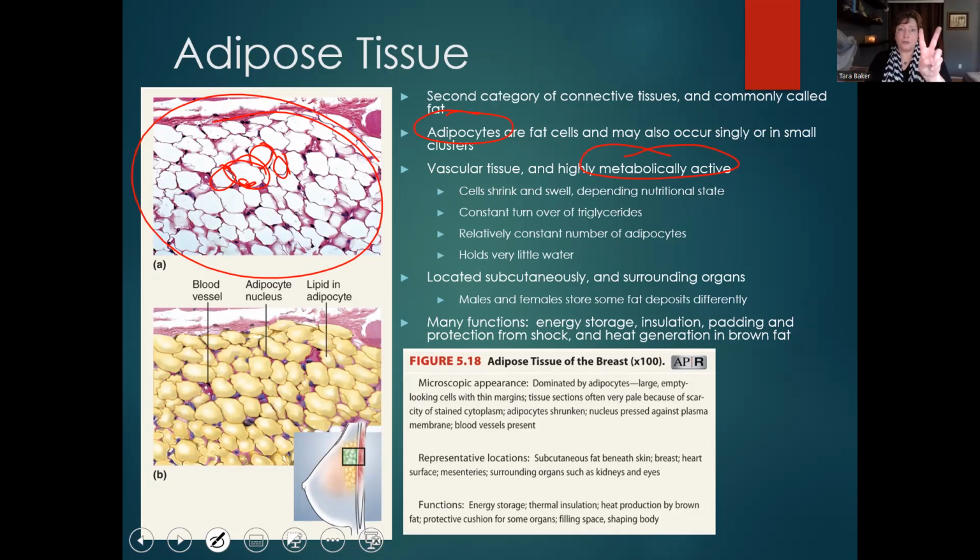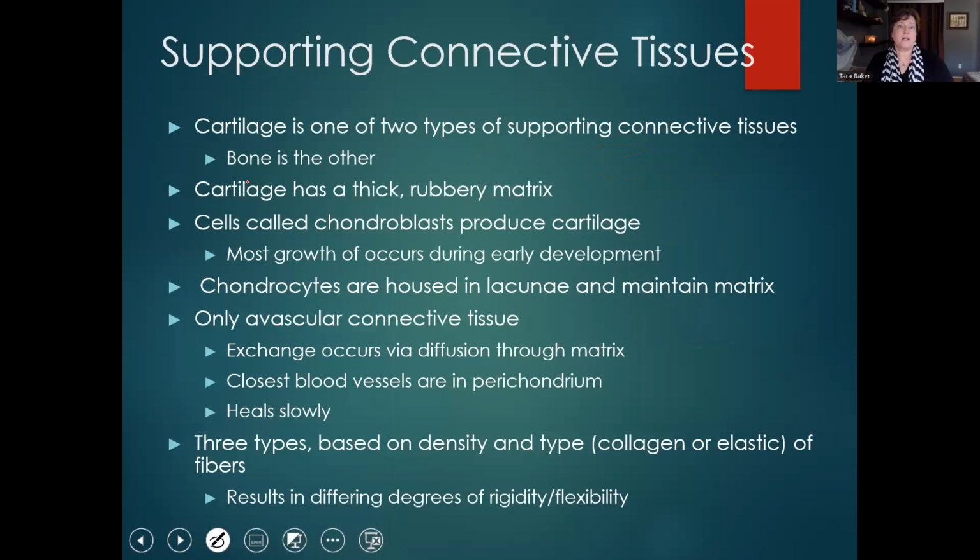All right, so we've done two subtypes. We've done the fibrous connective tissue, and now we've done the adipose tissue. Now we're going to talk about supporting connective tissue. Supporting connective tissue is going to be giving your body shape and form. And we have cartilage and we have bone. We're going to talk about cartilage first.